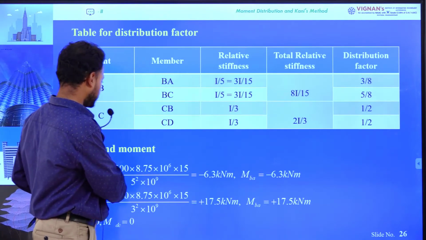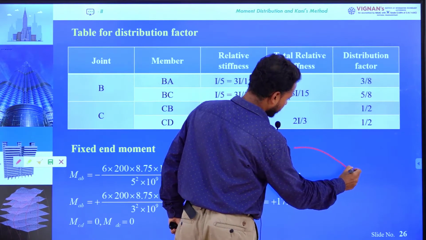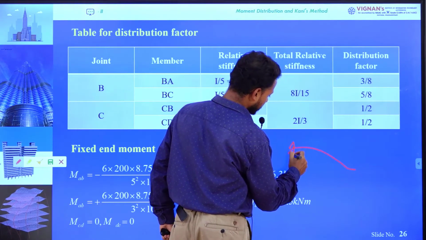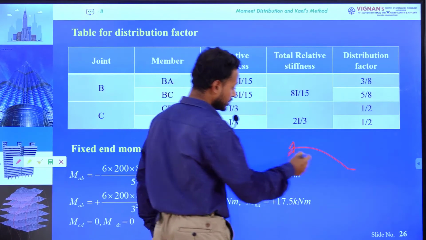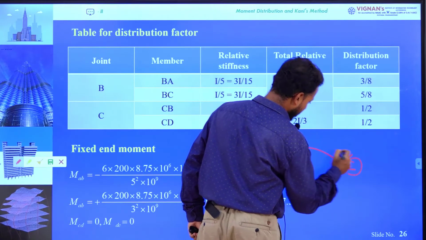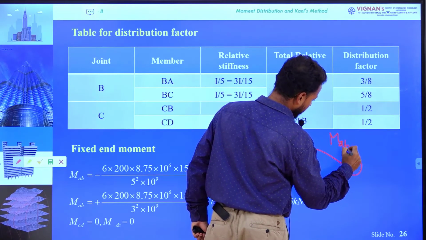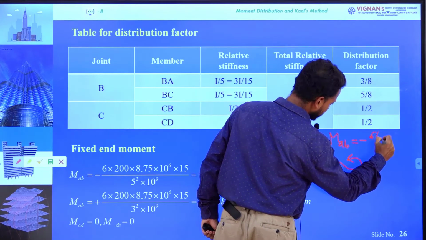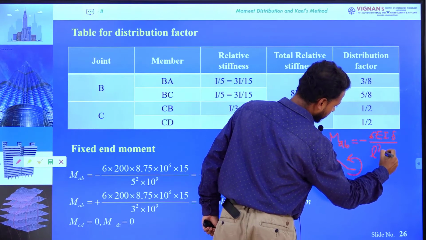In the first case, that is MAB, the left support is at a higher level. If the left support is at a higher level, the bending moment will be anti-clockwise. So MAB will be minus 6 EI delta by L square.